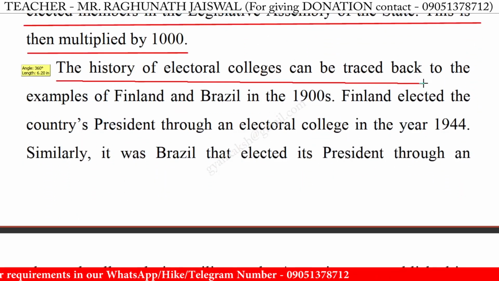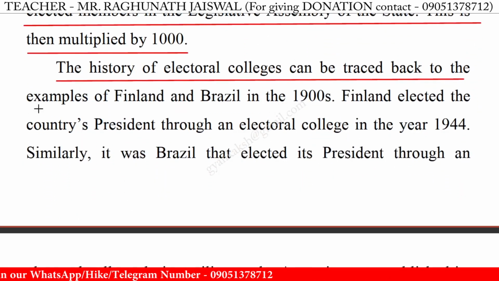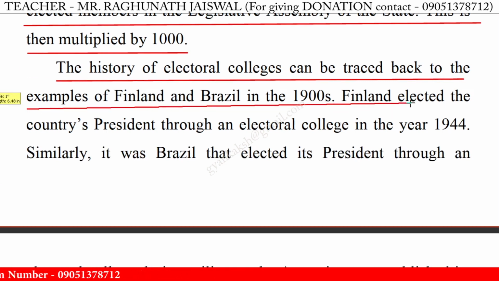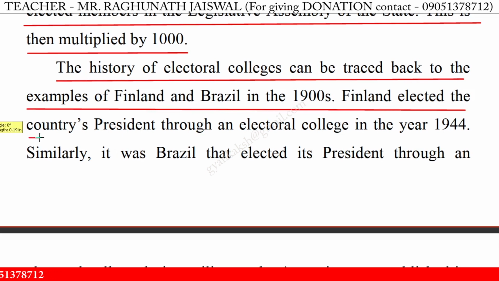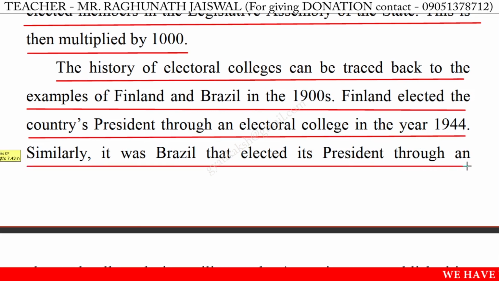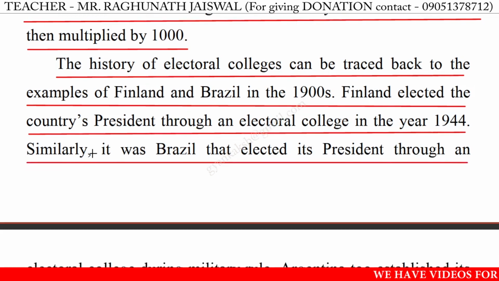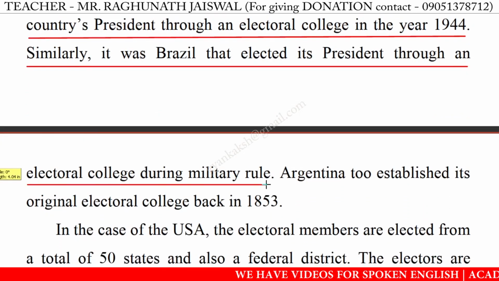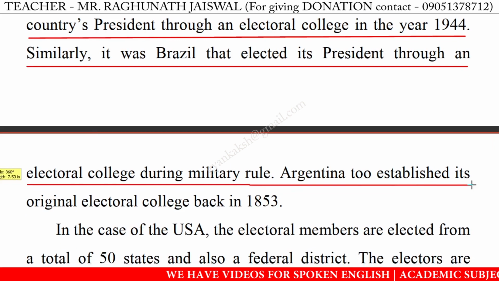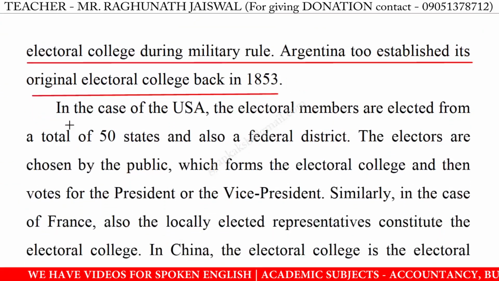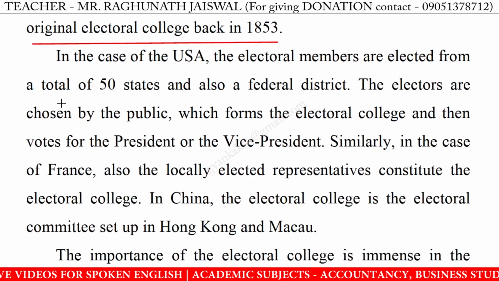The history of electoral colleges can be tracked back to the examples of Finland and Brazil in the 1900s. Finland elected the country's president through an electoral college in the year 1944. Similarly, it was Brazil that elected its president through an electoral college during military rule. Argentina too established its original electoral college back in 1853.